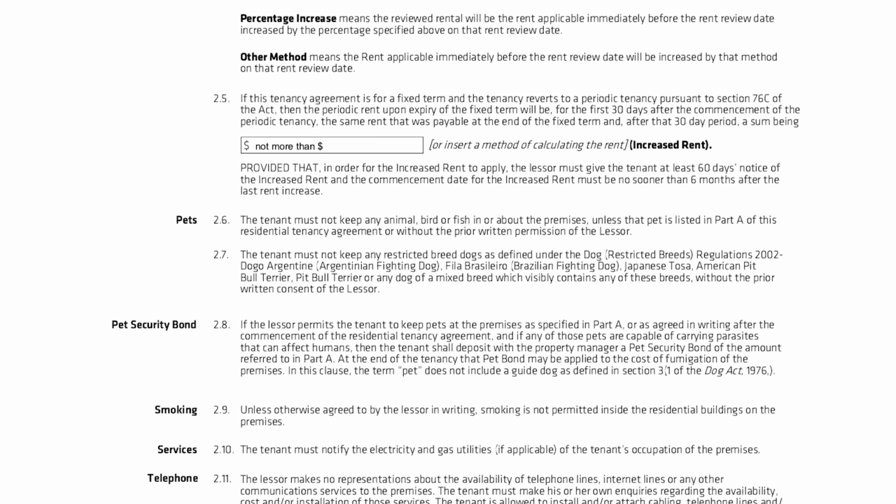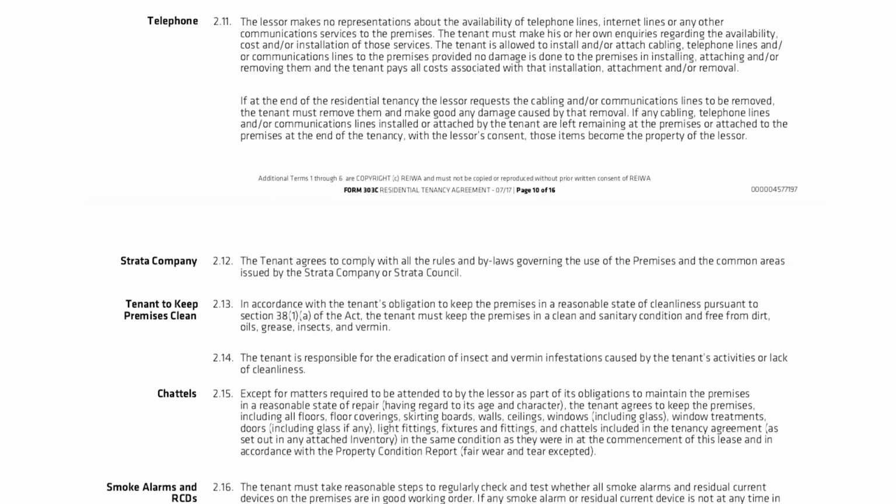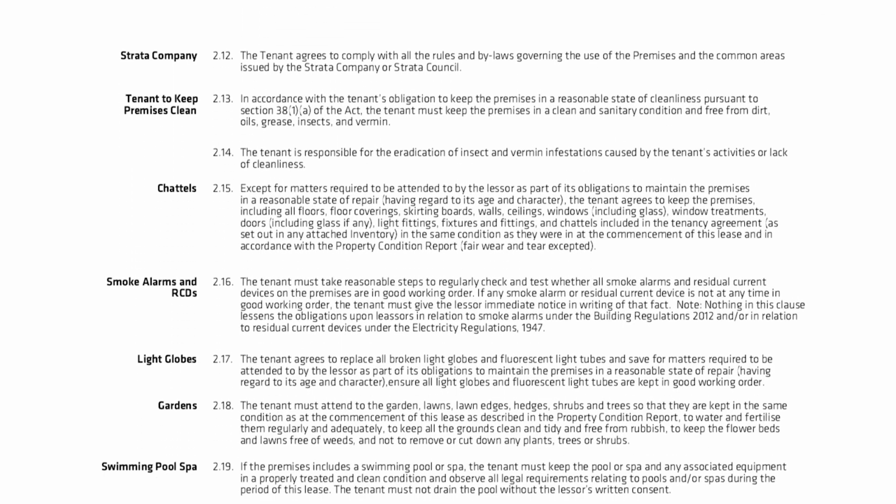Smoking, no smoking inside the premises at all times. Services, must notify gas and electricity. Telephone, tenant's decision if they wish to use the phone line, owner is not responsible. The tenant is responsible to keep the premises clean. Any fixtures or fittings at the property need to be maintained. RCDs and smoke alarms are compliant. Tenant is responsible for changing light globes.